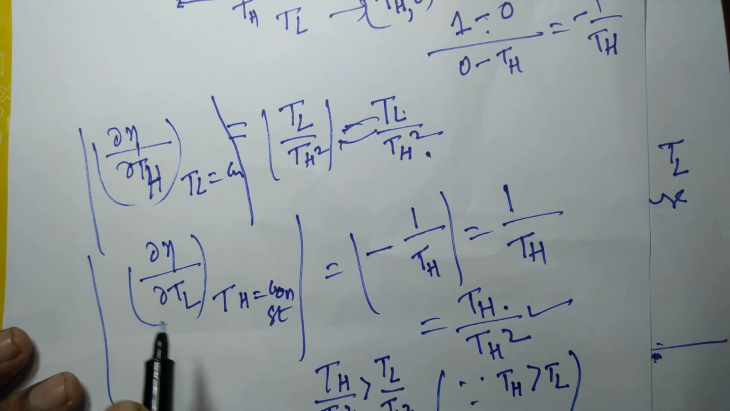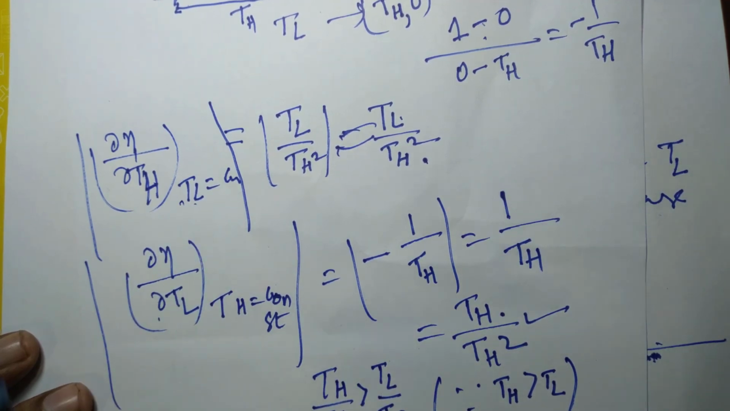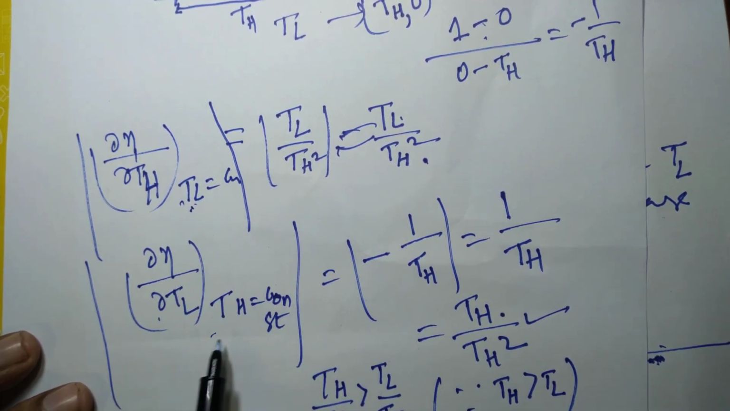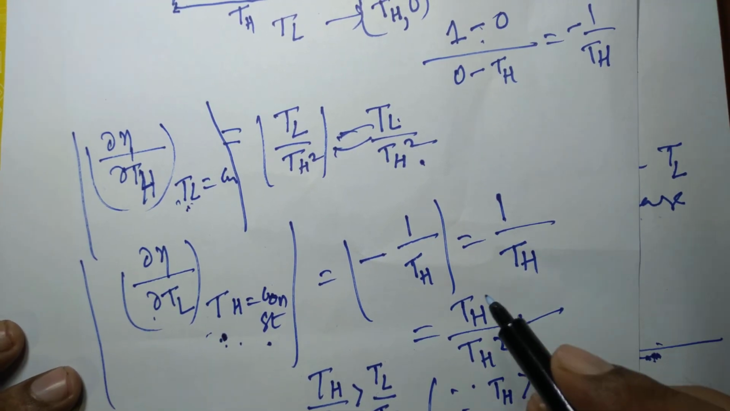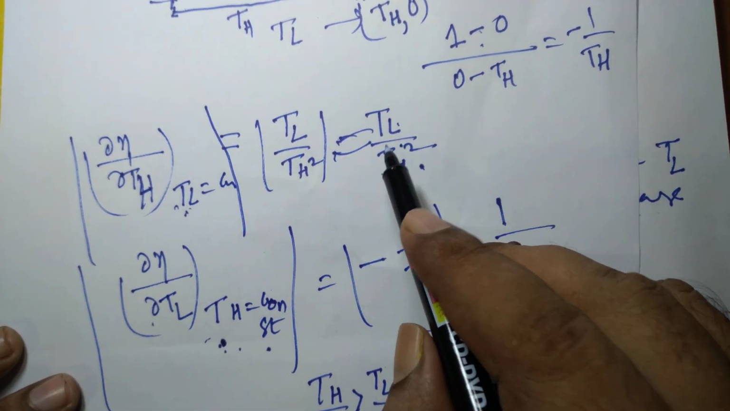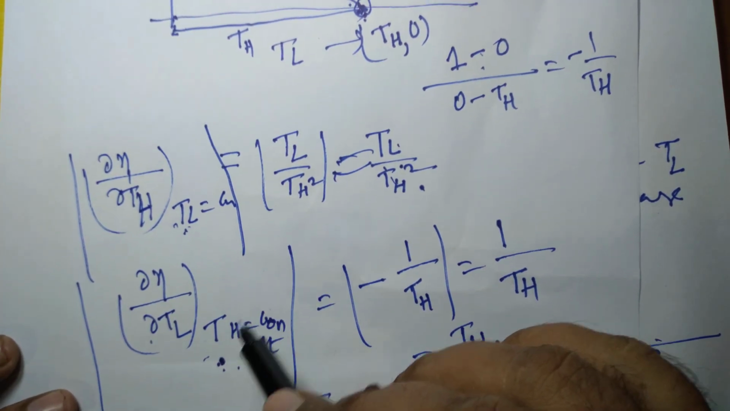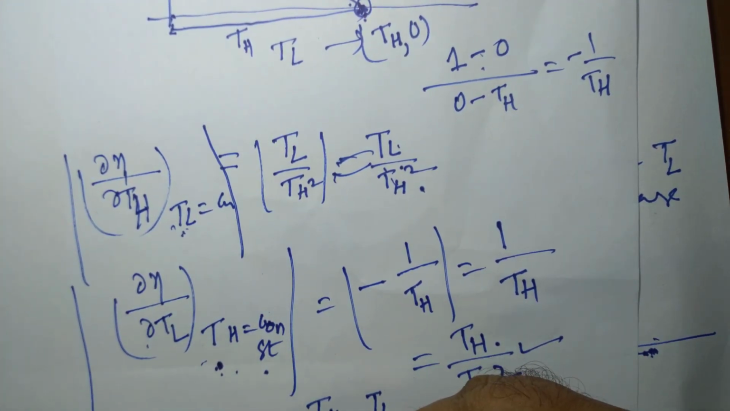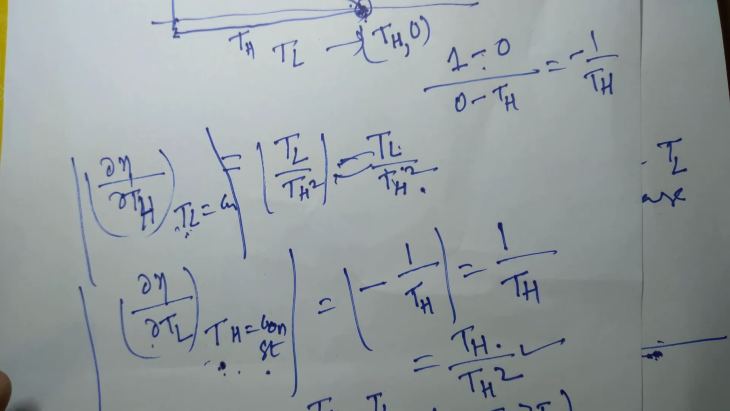So obviously the magnitude of slope is higher in the second case, when TL decreases keeping TH constant. The slope of that curve is higher than the slope of this curve, magnitude wise. That means when we reduce the temperature TL keeping TH constant, the efficiency increases more effectively. So thanks for watching.